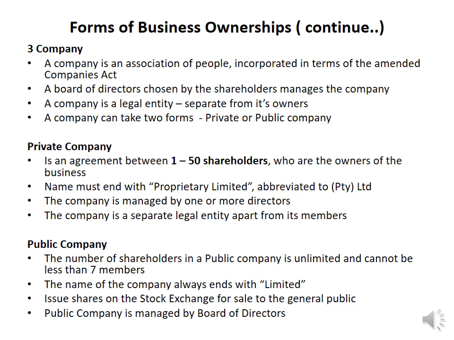The public company has got shareholders and is unlimited and cannot be less than 7 members. It's 7 members to an unlimited number of members. The name of the company always ends with limited. At the end of the name of the company, there must be the word limited.